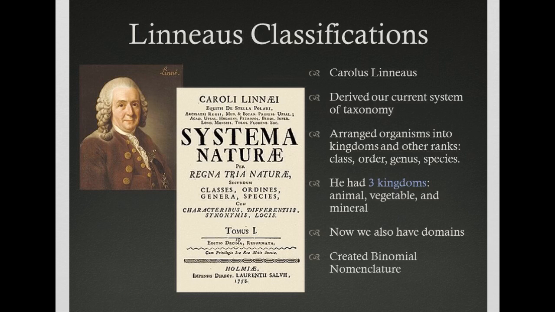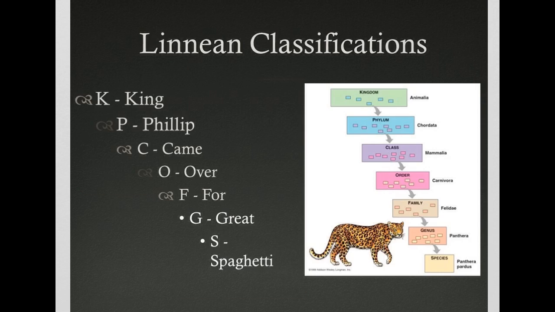Linnaeus derived our current system of taxonomy and is frequently considered the father of our current taxonomic system. He arranged organisms into kingdoms, which is the broadest, most general, and inclusive category, as well as other ranks like class, order, genus, and species. He had 3 kingdoms: animal, vegetable, and mineral. We don't really use these anymore. We also have domains now, and I'll show you that in just a little bit. He also created binomial nomenclature, which I will also show you.